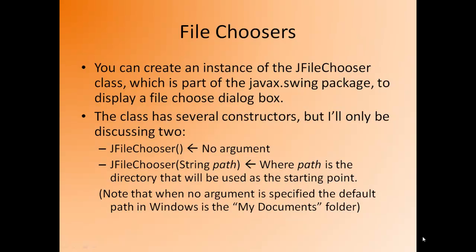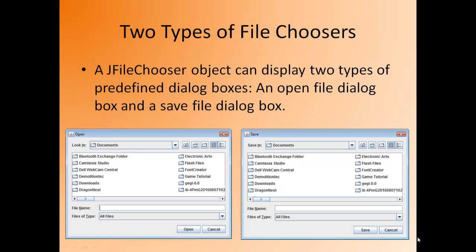You can create an instance of the JFileChooser class, which is part of the Swing package in Java, to display a file choose dialog box. The class has several constructors, but I'll only be discussing 2. The first, which takes in no argument, and the second that takes in a string representing the directory to start at. Note that when no argument is specified, the default path in Windows is the My Documents folder.